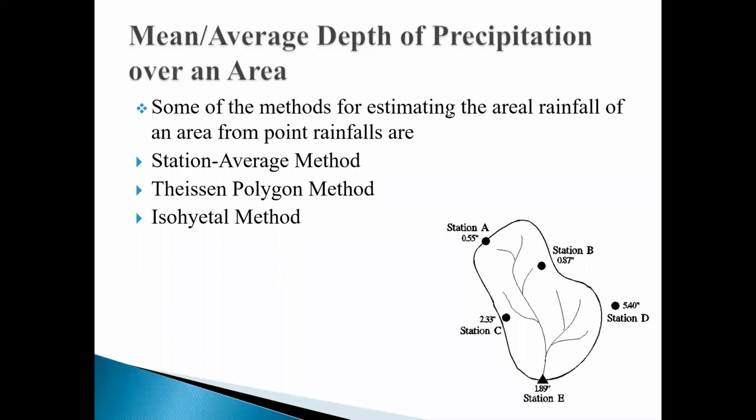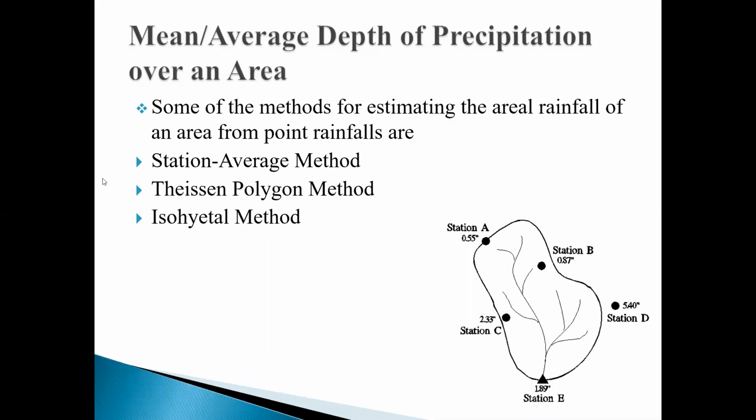So far we have discussed how to estimate the missing data and how to adjust the rainfall record at a particular station where the trend in the rainfall record has changed due to the surrounding environment. In the next class we shall discuss the mean average depth of precipitation over a given area, that is, how to calculate the average depth of rainfall in a particular area. There are basically three methods by which we can calculate the average depth of rainfall that has taken place in a year for a particular area.